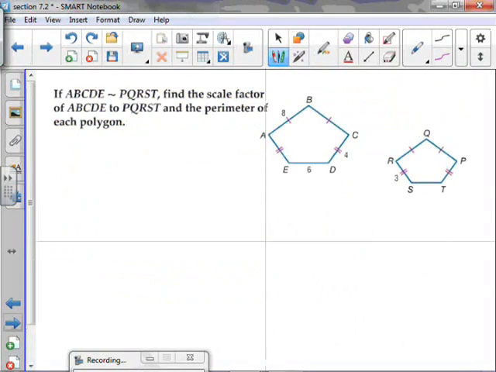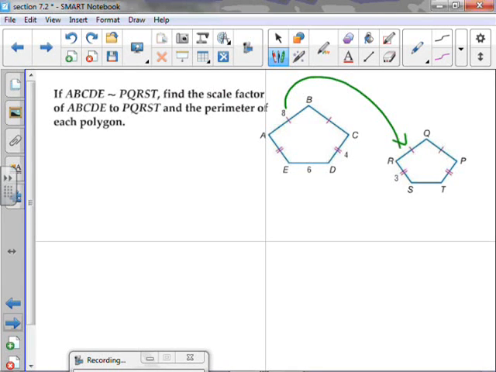Okay? We know that these two figures, the scale factor, I'm sorry, let me just stop for a second. We know that ABCDE is similar to PQRST. Find the scale factor that is the factor between AB and, say, RQ, and find the perimeter of each polygon. Okay? So what our theorem just told us is that the ratio of the side lengths must be the same as the ratio of the perimeters.